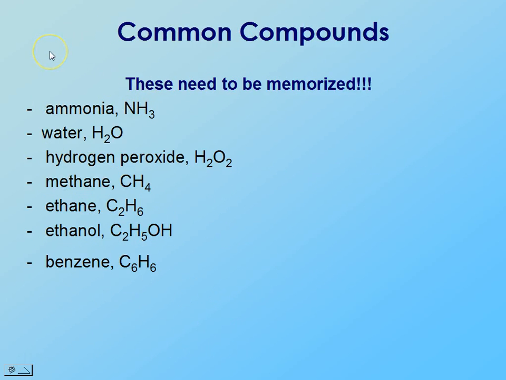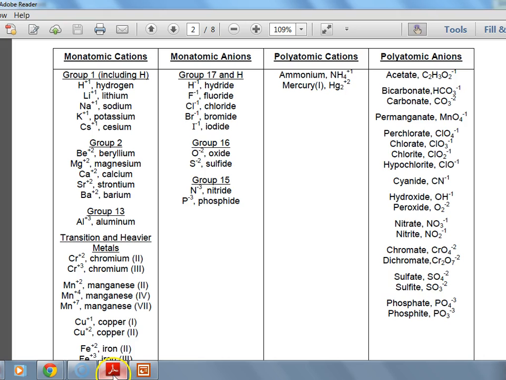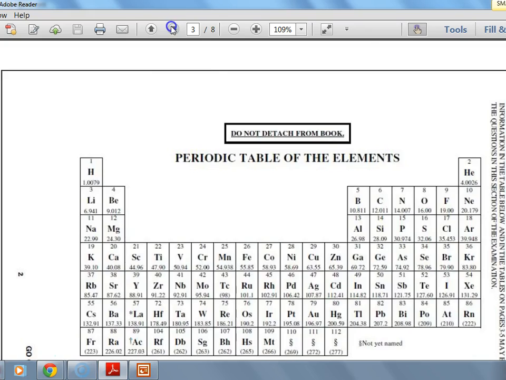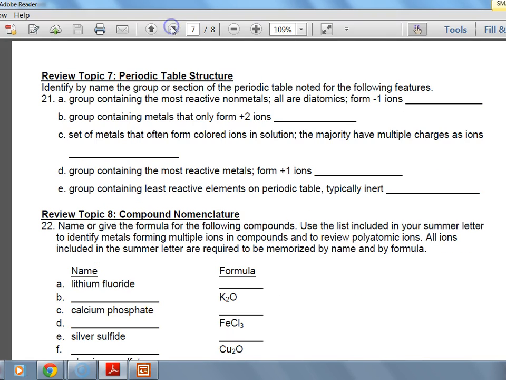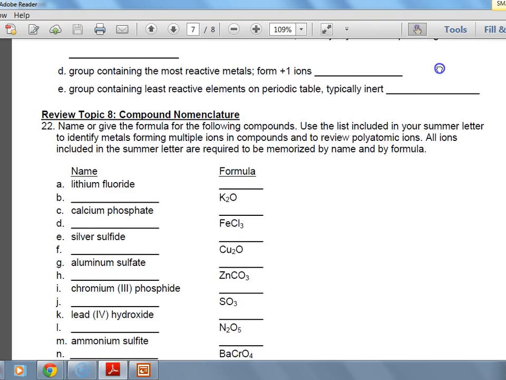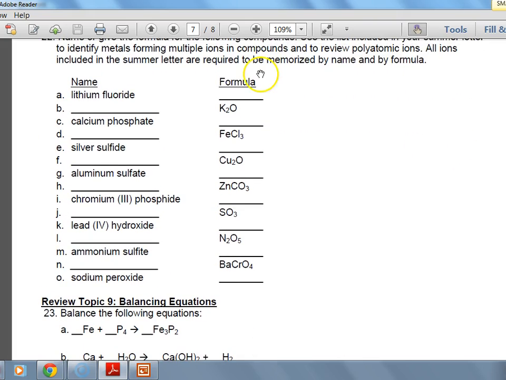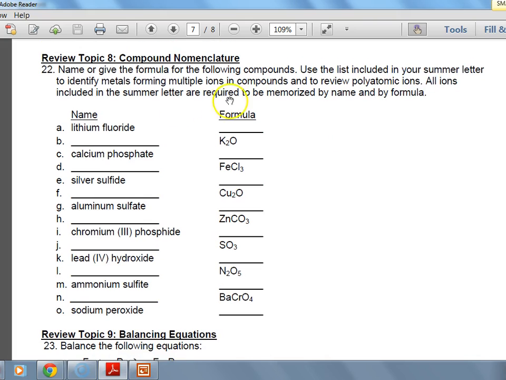These are the common compounds you were asked to learn in Chem 1. You still should be familiar with those. Definitely want you familiar with ammonia and water and hydrogen peroxide and methane. These 3 I'm not so stressed about right now, but I definitely want you to make sure that you're comfortable with those first 4. So on the summer assignment, you should be able to do number 8, or review topic 8.